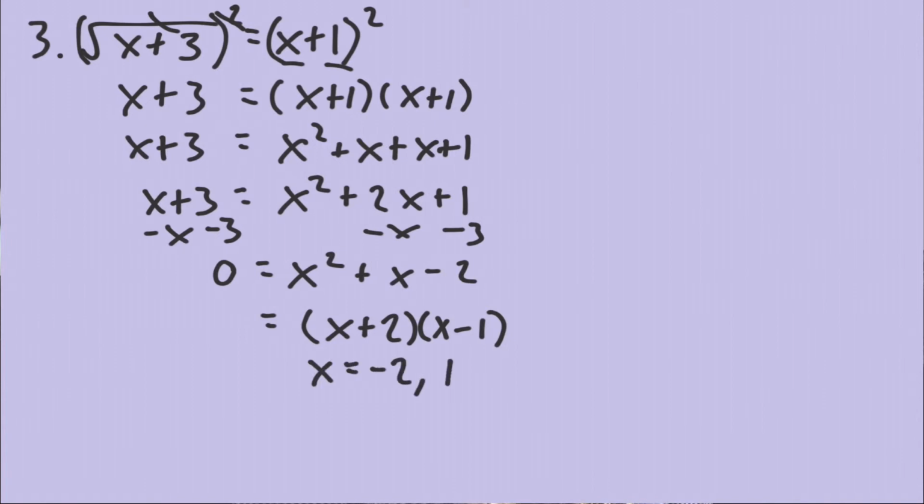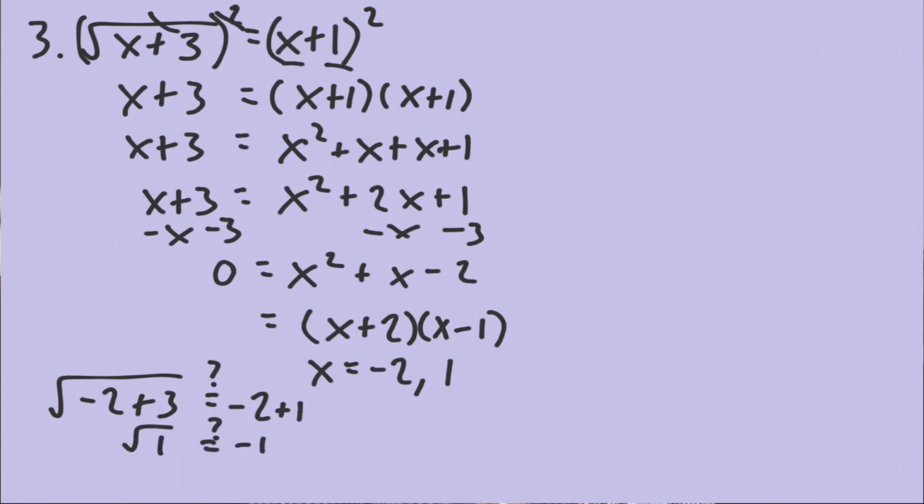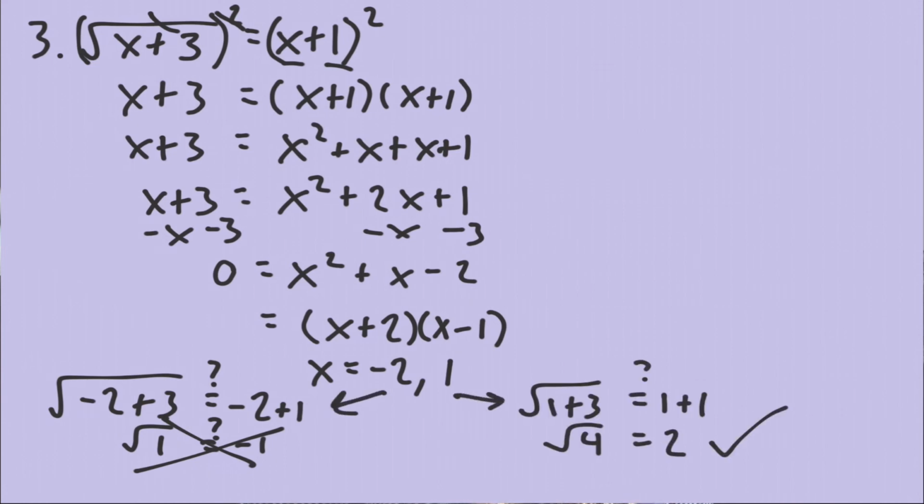Again, we had a square root, so we'd need to check. Square root of -2 plus 3, does that equal -2 plus 1? Because this is only a positive square root of 1, we don't have a negative square root of 1 out here. The square root of 1 is just 1, not -1. So that doesn't work. So that was by plugging in -2. Let's plug in 1 for x and see if that works. So this is an answer. That is extraneous. And in the next video, we're going to look at problems with more radicals in the problem.